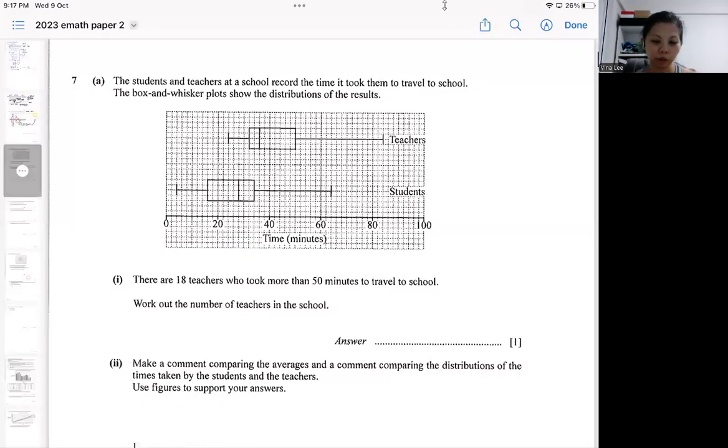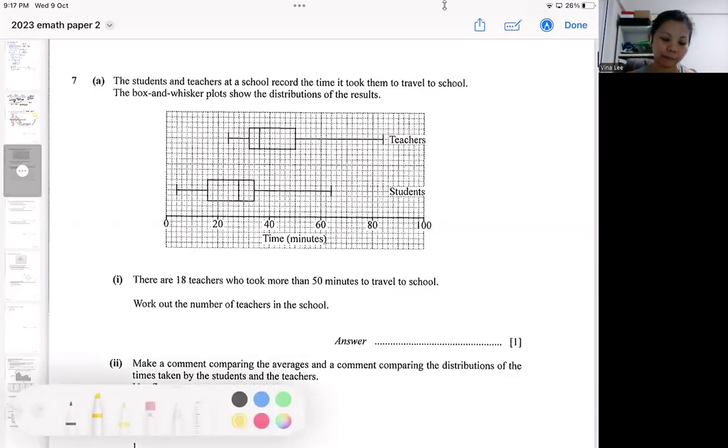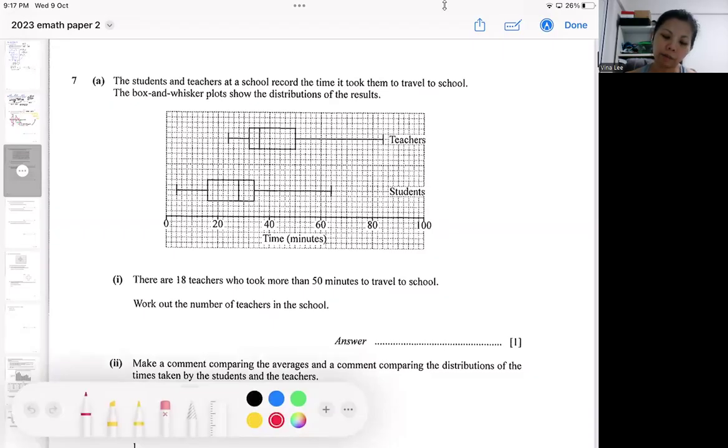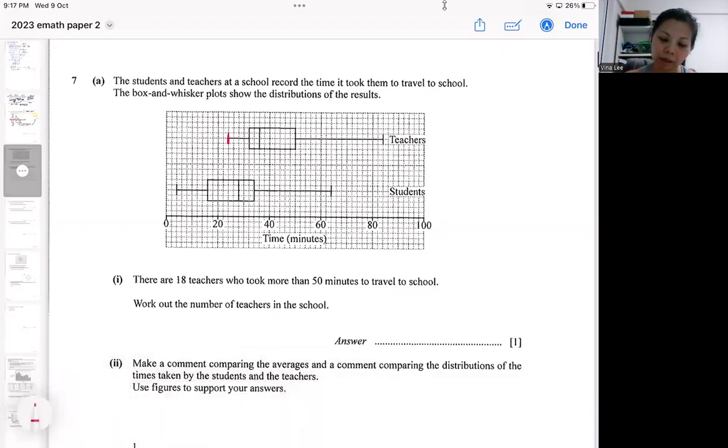Okay, for this question, the statistic is based on box and whisker. In case some of you forgot the structure of a box and whisker, the tail of the box and whisker will show the lowest and the highest. So in fact, this whole thing will illustrate the range of the data.